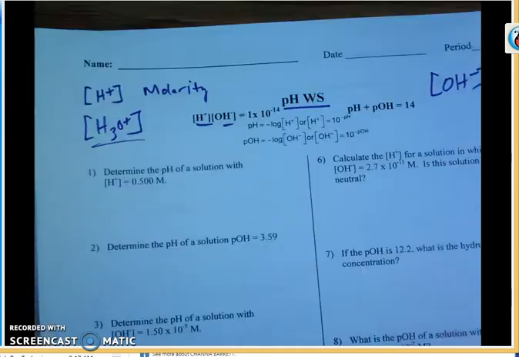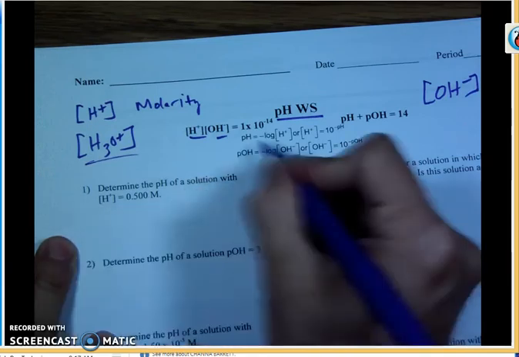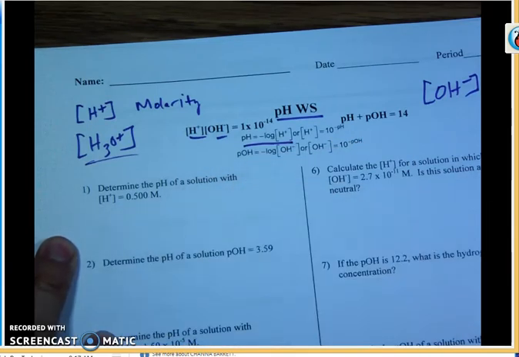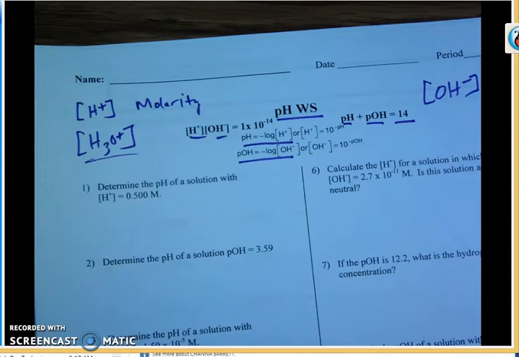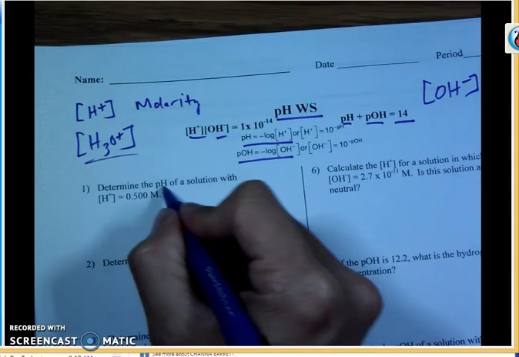So pH is the negative log of H+. pOH is the negative log of OH-. And pH plus pOH always equals 14. If you remember that much, this should be fairly easy. Even though you don't have to remember it, if you do, it makes doing this so much easier, and you should be all right. Here, determine the pH of a solution with that much H+.